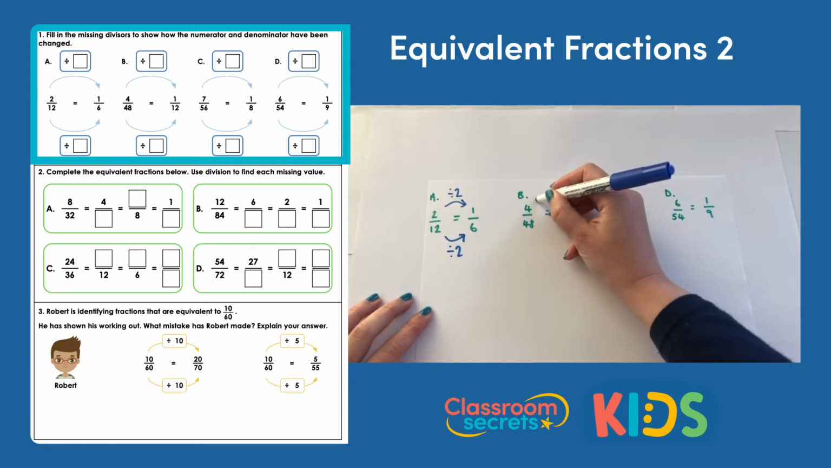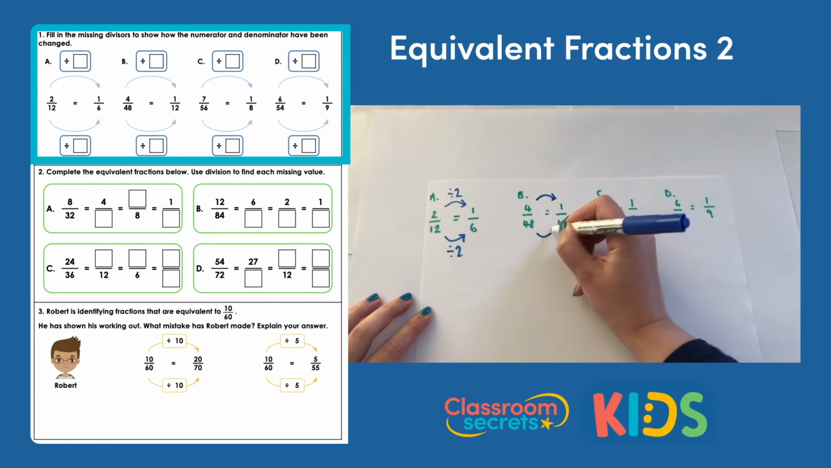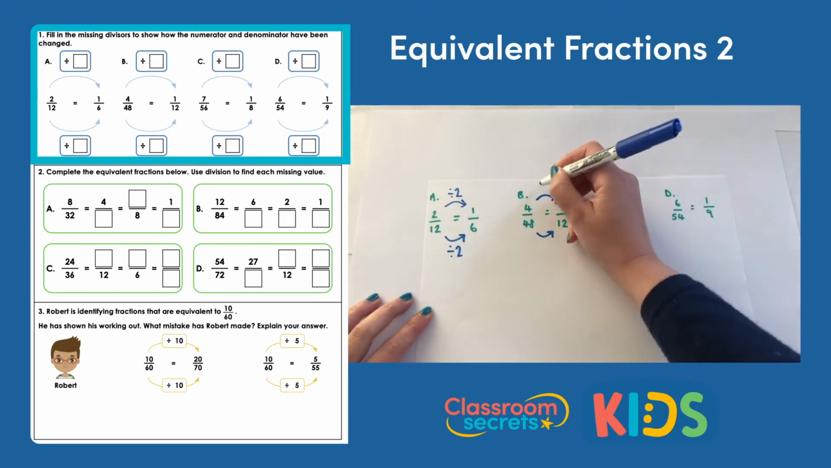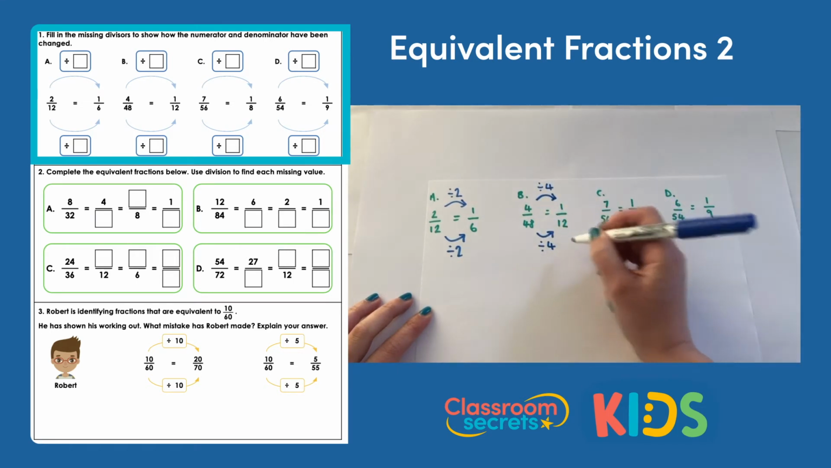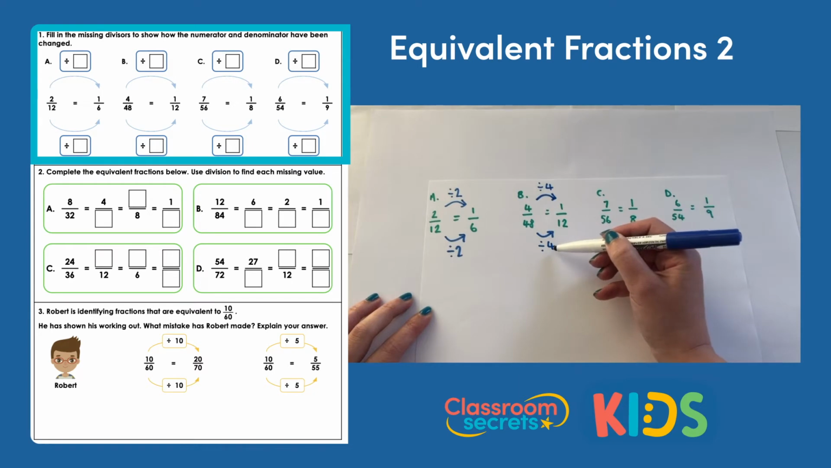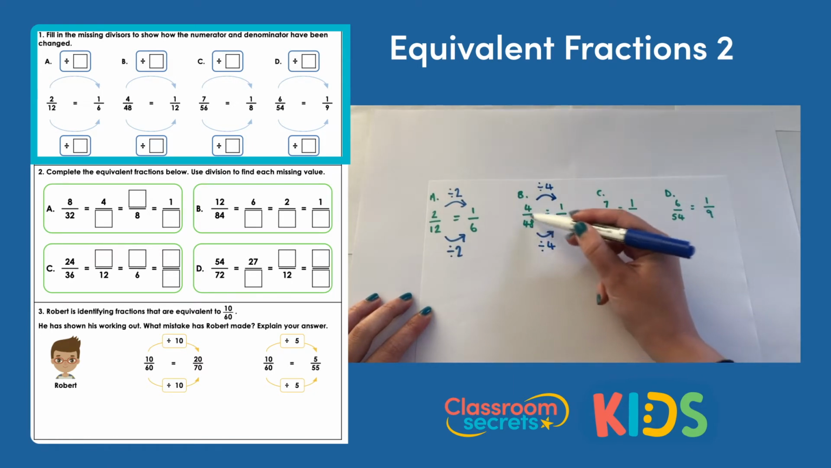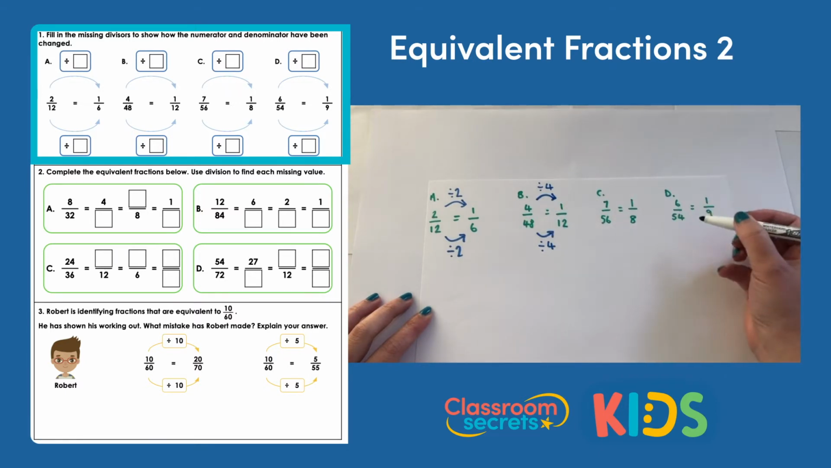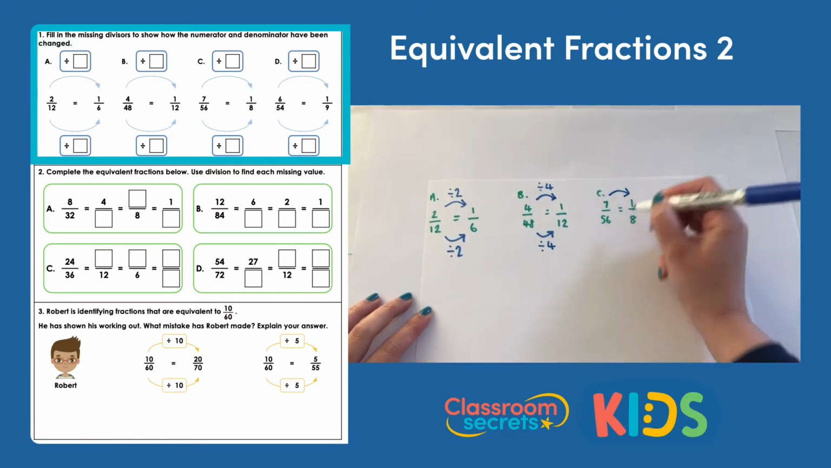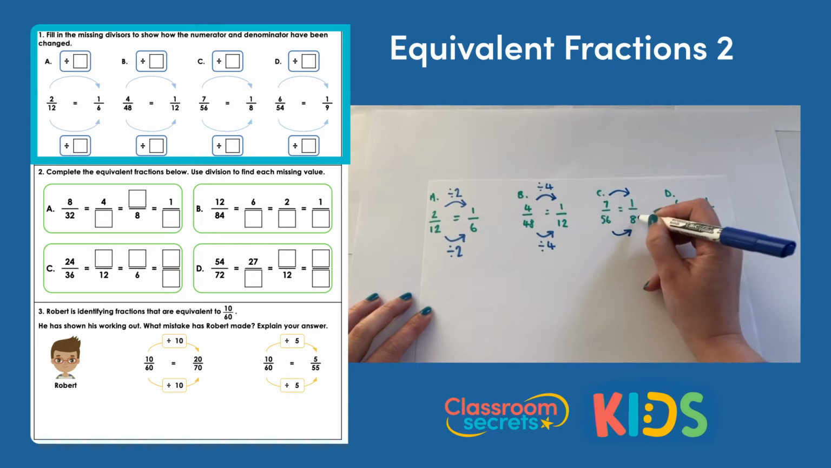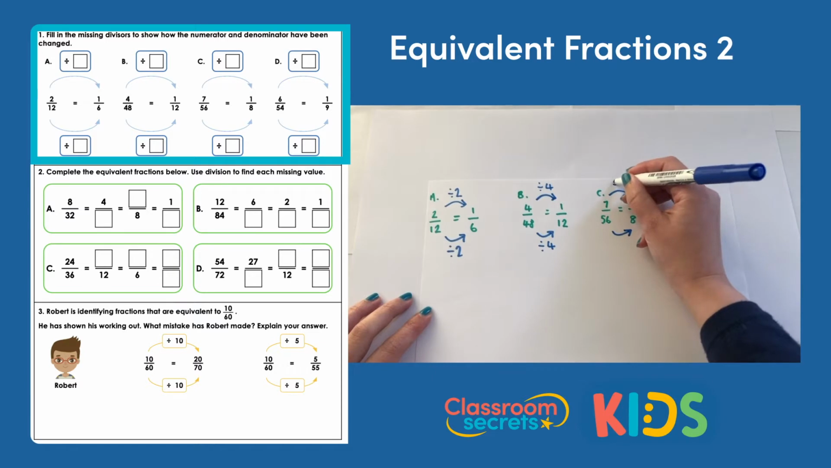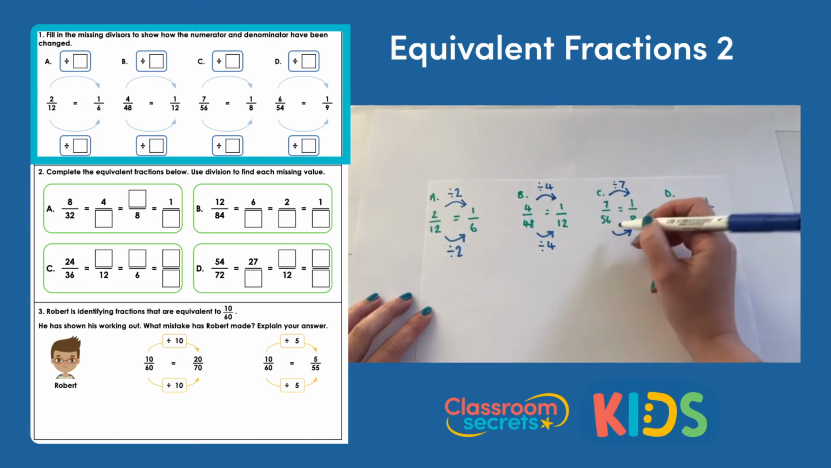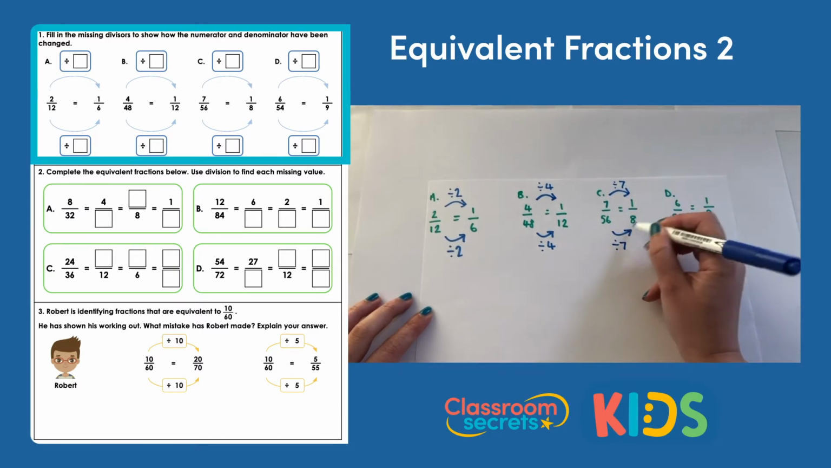B, we're going from 4 to 1 and 48 to 12. To do this, we need to divide by 4 both times, because I know that 12 times 4 is 48, so we can actually use the inverse to check that we get to that fraction that we started with. C, we'll go from 7 to 1 and then 56 to 8. So I know that 7 divided by 7 is 1 and 56 divided by 7 is 8.